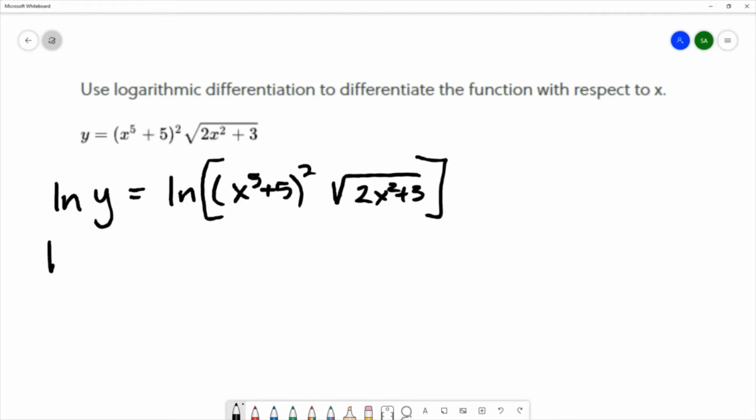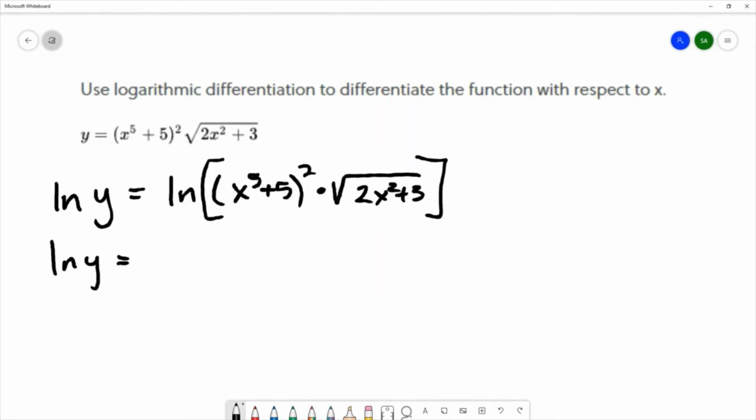And what this allows me to do is introduce the log, and the log has properties for simplifying expressions with products, quotients, and powers. So the rules that we're going to use are those product, quotient, and power rules for logarithms. So I'll start with the product rule because we have a product. This is the product of x to the 5th plus 5 squared and the square root of 2x plus 3.